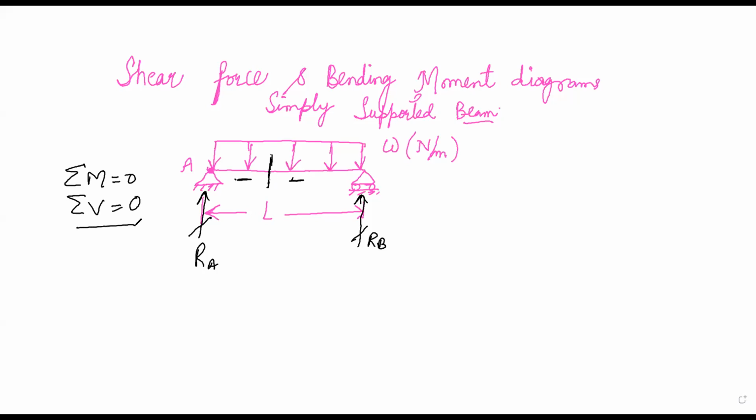So we have to find how the shear force varies along the length of the beam and how the bending moment varies across the length of the beam. And then we'll be plotting them. That's what we call a shear force and bending moment diagram.